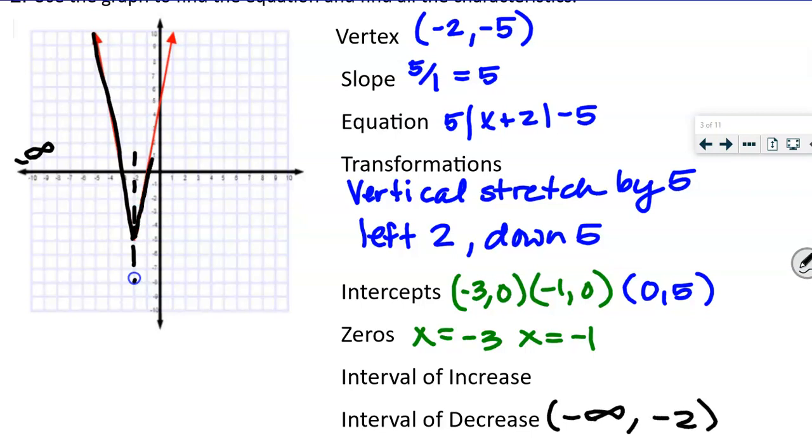And then we pick back up here and it's increasing, right? And it's going on to infinity. So remember, this was -2 here, right? So this one's going to be increasing from -2 on to infinity.